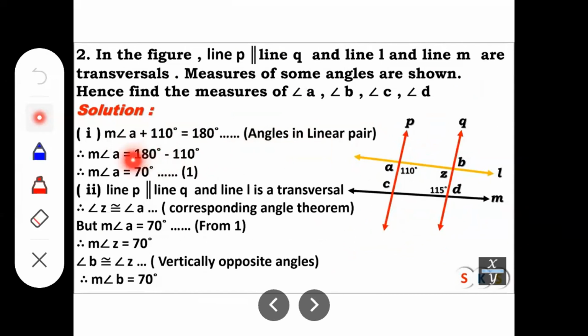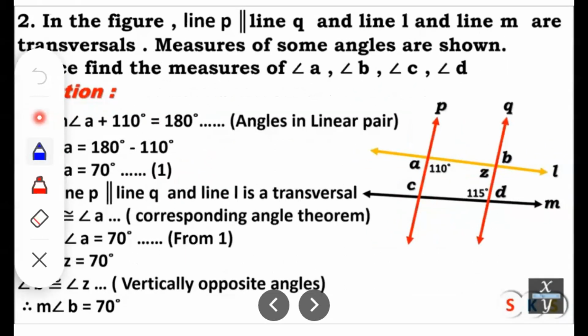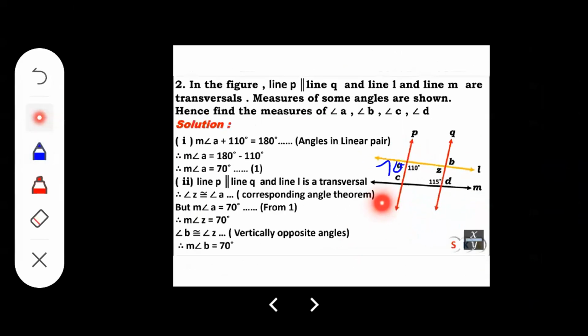Now put the value and do the subtraction. Measurement of angle A equals 180 degree minus this value. So that is the step, and doing the subtraction, A is 70 degree. The angle A we got here is 70 degree. Now the second one.